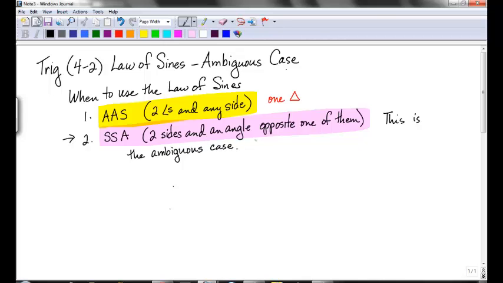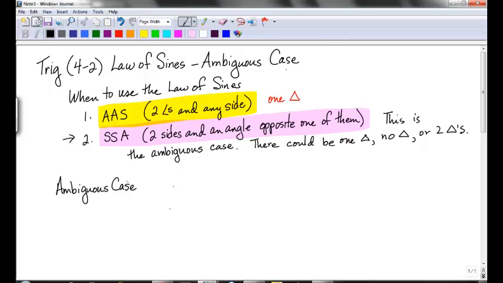And the reason is it's ambiguous. There could be 1 triangle, no triangles, or 2 triangles. And you can abbreviate that a little bit. Okay? And I'm going to go through, how do you know? Is it going to be 1? Is it going to be none? Are there going to be 2? Okay, so let's go through the ambiguous case.